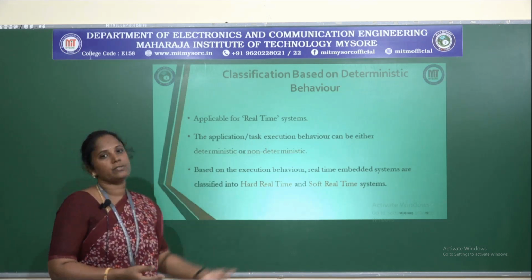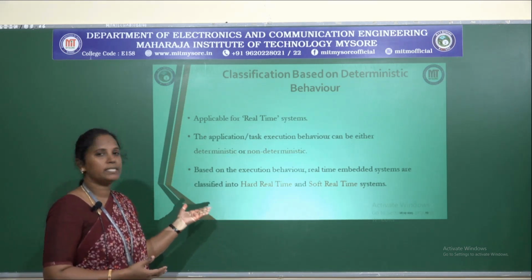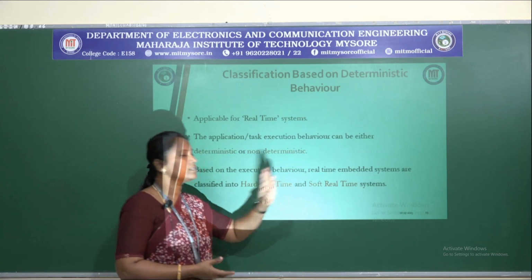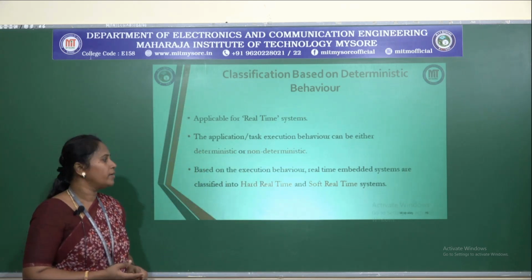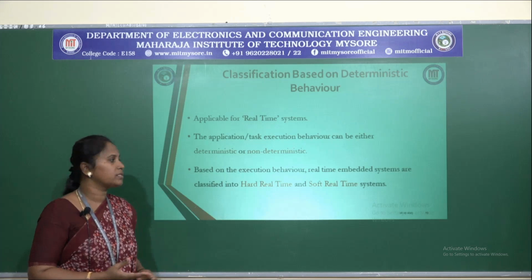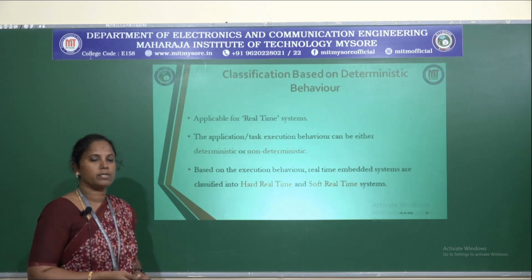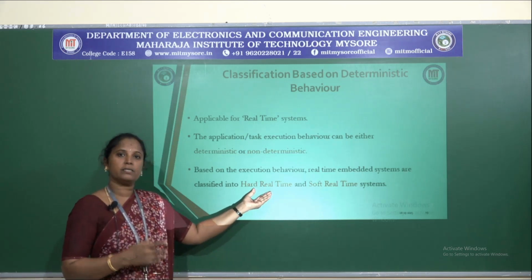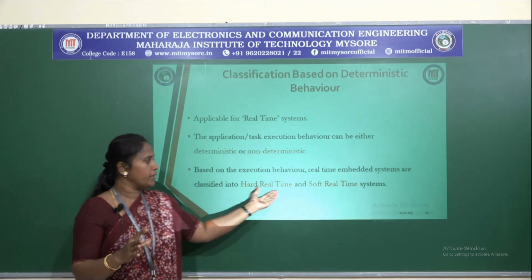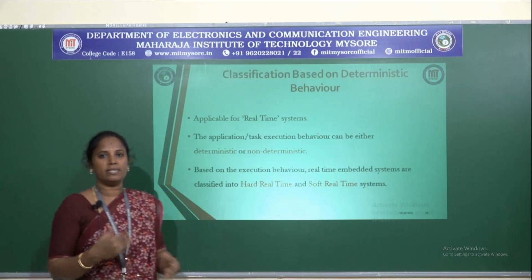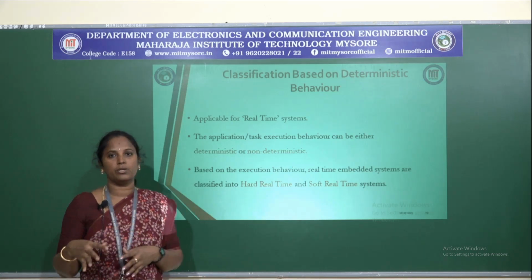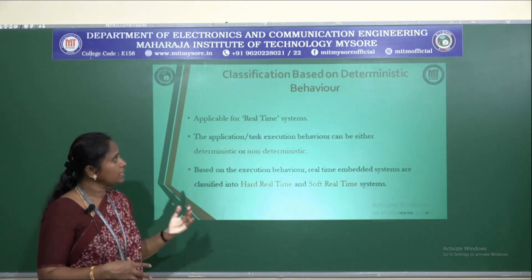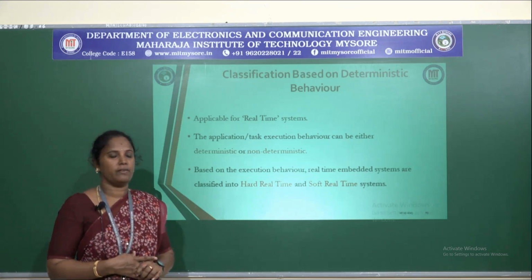So now, based on the execution, we are going to call it hard real time as well as soft real time systems, where hard real time systems are deterministic and soft real time systems are the ones which are not deterministic. That means a hard real time system is going to meet its deadline within the specified time. Here, in a soft real time system, it is going to miss the deadline or your task is going to be delayed. So this is about the deterministic behavior.